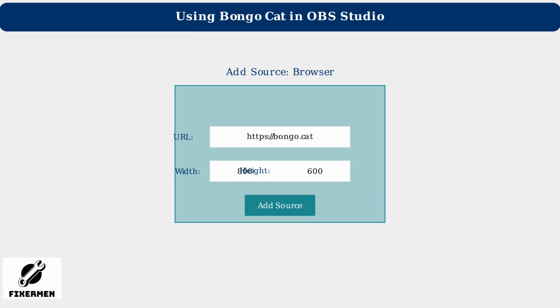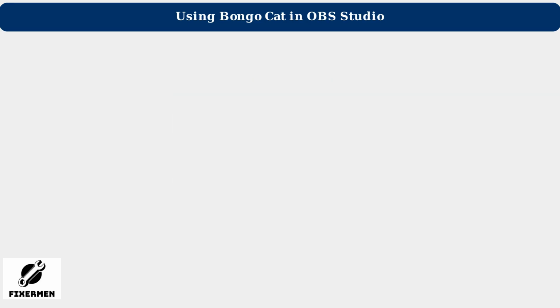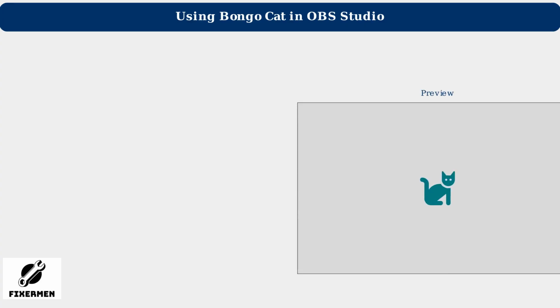Configure the dimensions for the overlay. Set appropriate width and height values, such as 800 by 600 pixels. Click Add Source to complete the setup. This integrates Bongo Cat seamlessly into your stream as an overlay without needing a separate window. In your OBS preview, you'll now see Bongo Cat as part of your stream overlay, working reliably within the OBS environment.